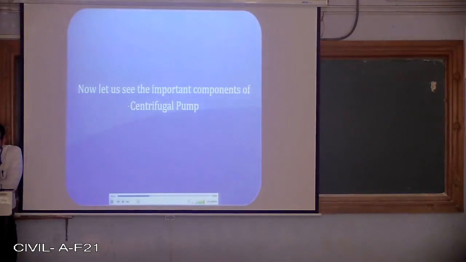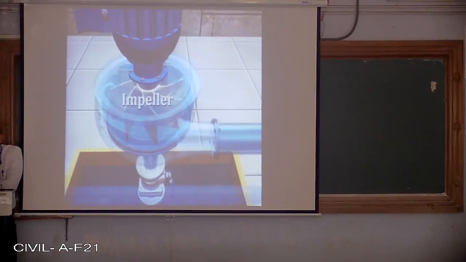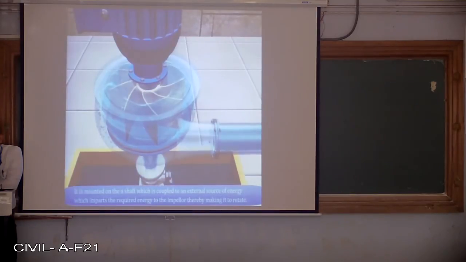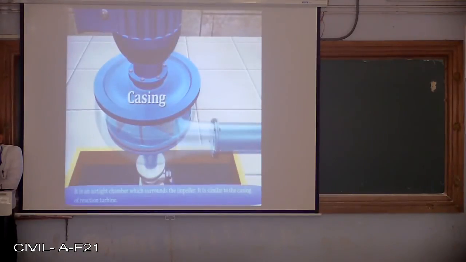The energy created by the pump is kinetic energy, according to Bernoulli's equation. Now let us see the important components of a centrifugal pump. Impeller. It is a wheel or rotor which is provided with a series of backward curved blades or vanes. It is mounted on the shaft, which is coupled to an external source of energy which imparts the required energy to the impeller, thereby making it rotate. Casing. It is an airtight chamber which surrounds the impeller. It is similar to the casing of a reaction turbine.